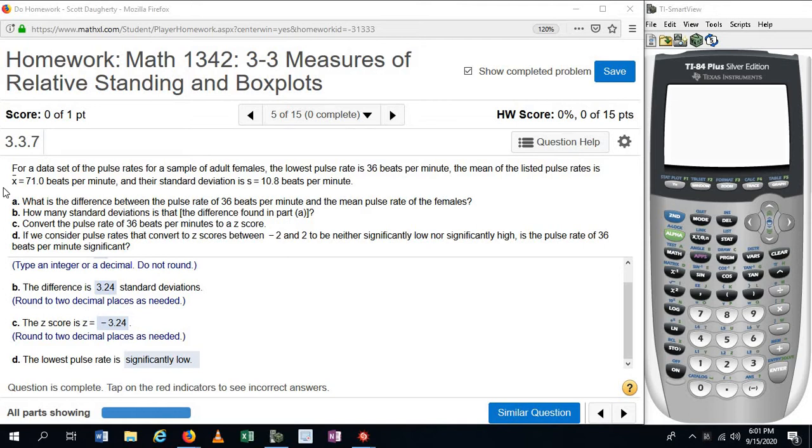Well, the mean pulse rate of the females is 71, and so the difference between 36 and 71 can be found by taking 71 and subtracting off 36. And so the difference would be 35 beats per minute. So that's part A.